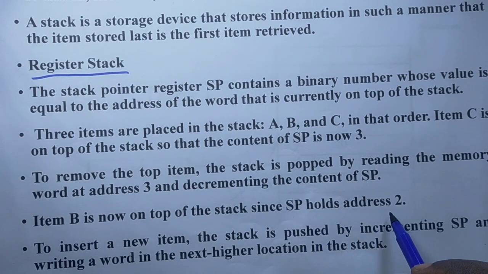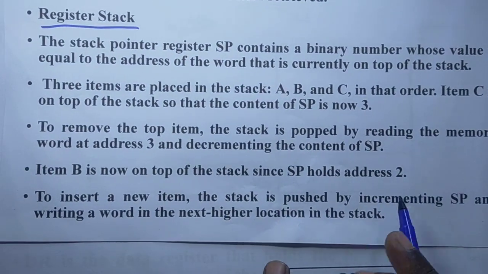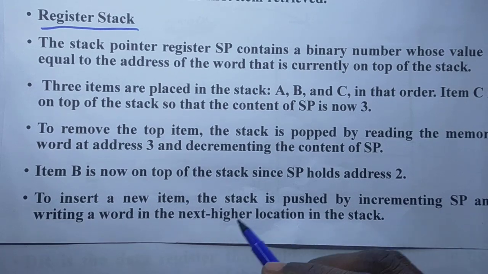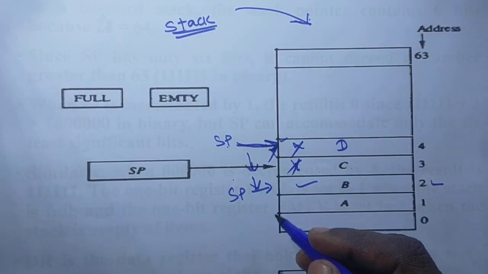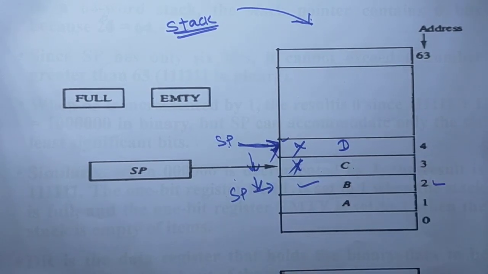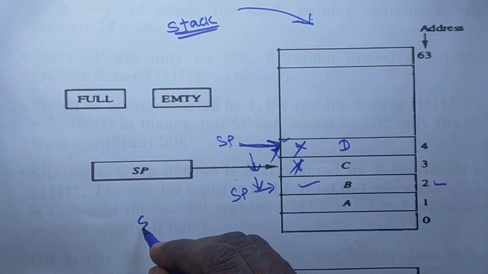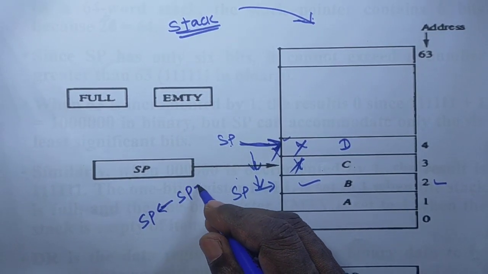So for that reason I mentioned here, item B is now on the top of the stack, since SP holds address 2. Okay, and to insert some new data, the stack is pushed by increasing SP and writing a word in the next higher location. That means if we insert some data, then what happens? For inserting some data, SP will be increased.